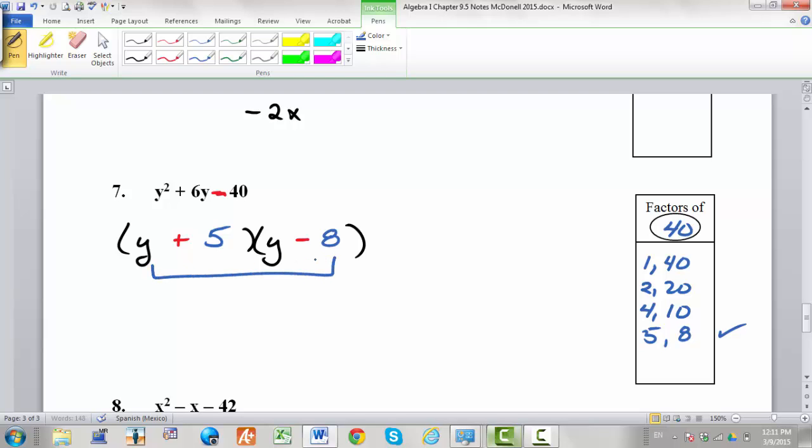We do the outside, negative 8y. We do the inside, positive 5y. Those combine to negative 3y. Not what we are looking for. We're looking for a positive 6. So let's try a second one.